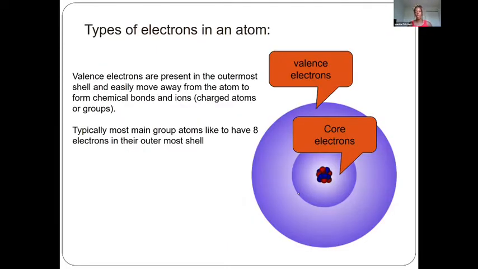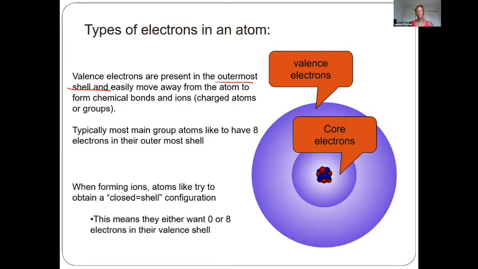So we have to be familiar with what types of electrons actually exist within an atom. There are two different types of electrons that exist. There are your valence electrons, which are considered to be your outermost shell electrons. So those are the ones that are easily removed, or you can add things in, and often are involved in chemical reactions in the bonding process. Typically, most main group elements prefer to have 8 electrons in that outermost shell. We also have the core electrons, which are found nearer or closer to the central area of the nucleus, and those ones are not so much involved in the bonding process.